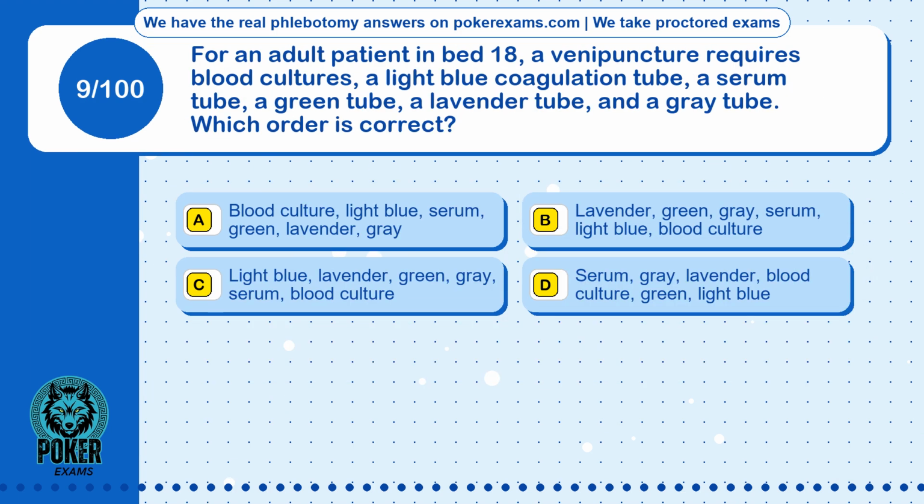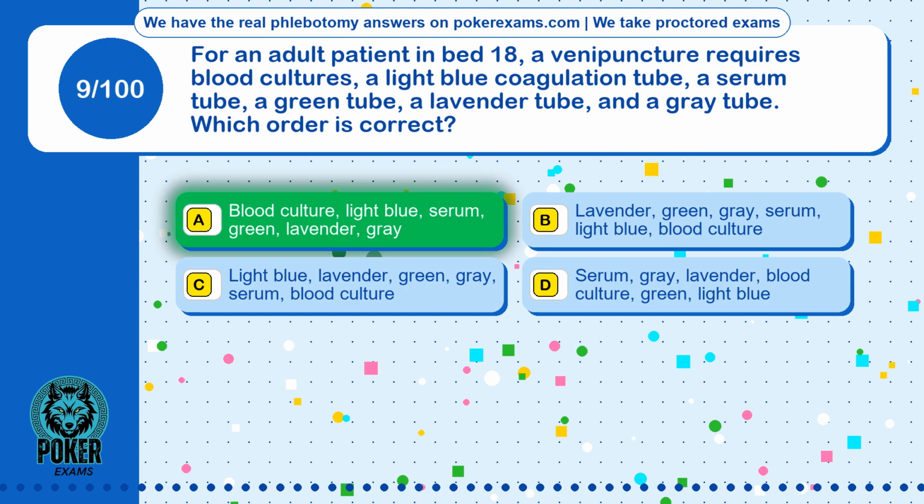Question 9. For an adult patient in bed 18, a venipuncture requires blood cultures, a light blue coagulation tube, a serum tube, a green tube, a lavender tube, and a gray tube. Which order is correct? Option A, blood culture, light blue, serum, green, lavender, gray. Option B, lavender, green, gray, serum, light blue, blood culture. Option C, light blue, lavender, green, gray, serum, blood culture. Option D, serum, gray, lavender, blood culture, green, light blue.